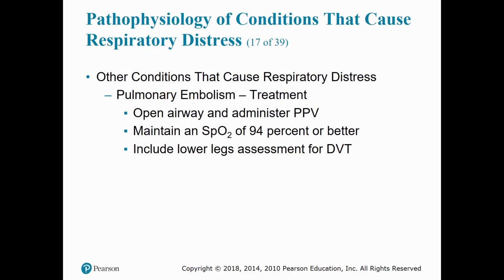Treatment of a pulmonary embolism is mainly monitoring the airway, keeping it open, and administering positive pressure ventilation. You want to monitor these patients for signs of respiratory failure, respiratory arrest, hypotension, or cardiac arrest, and immediately transport the patient. These patients will become hypoxic and go into respiratory failure very quickly if not treated appropriately.